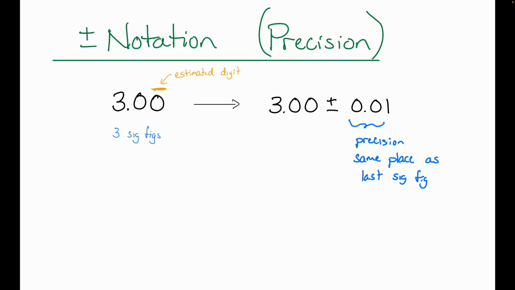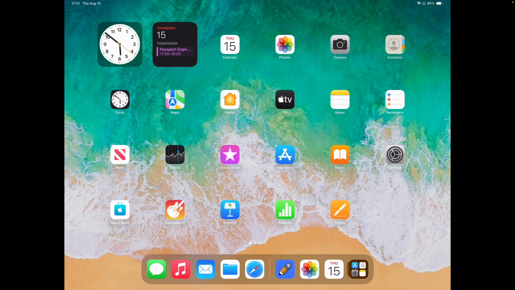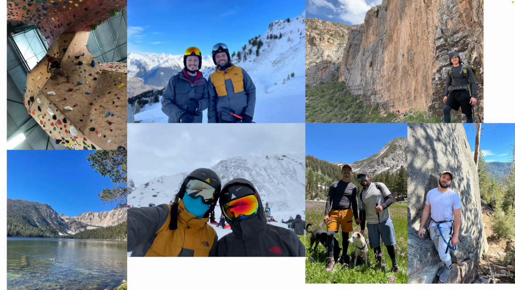When you make a measurement like 3.00, you're saying you are super confident there's a 3 in the ones place. You're confident that there's a 0 in the tenths place. But that hundredths place is a little squishy. We're not super duper confident of the last sig fig in our measurement, right? So that is our estimated digit. And again, we can represent that using that plus or minus notation.